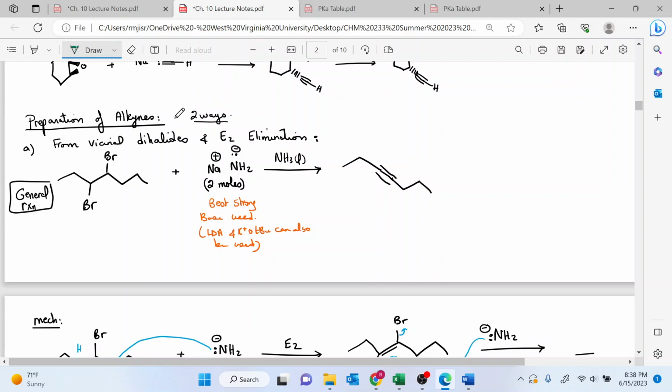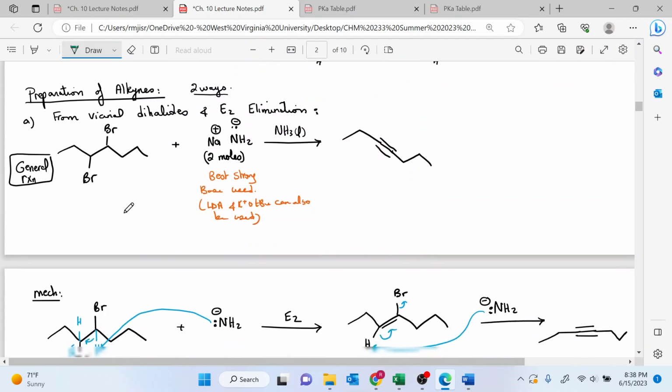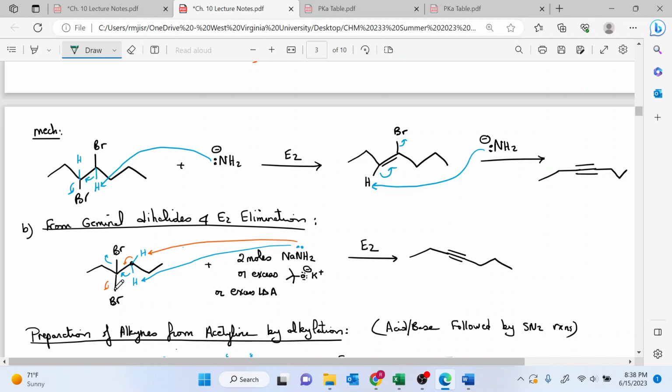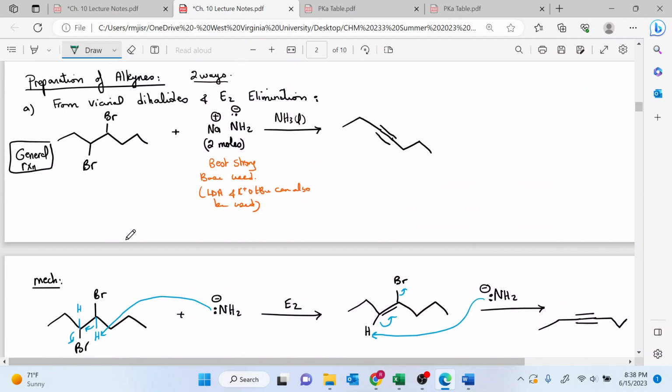Triple bonds can be prepared in two ways. Both ways require the use of a dihalide, whether the two halogens are connected to two adjacent carbons or whether they are connected to the same carbon. And you have to use an excess of a base.